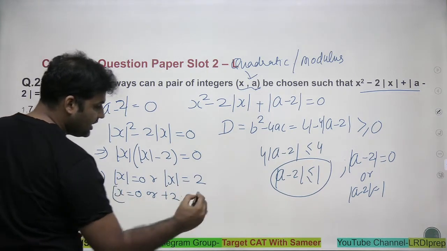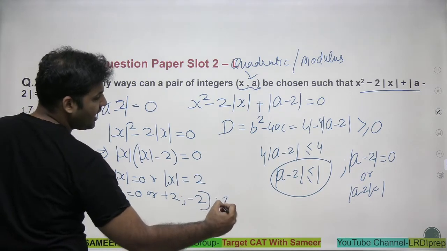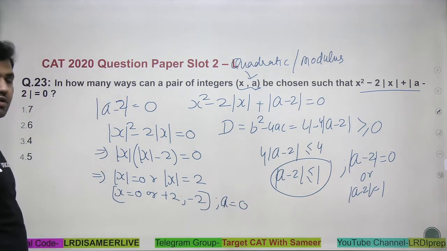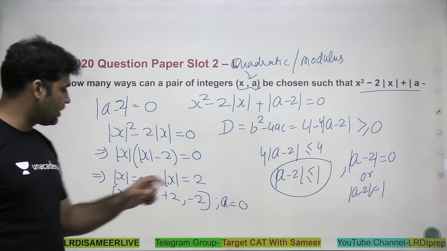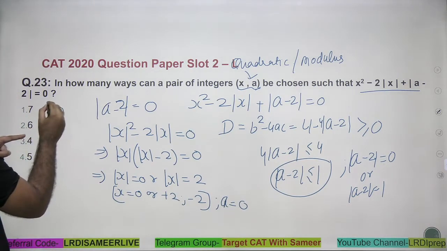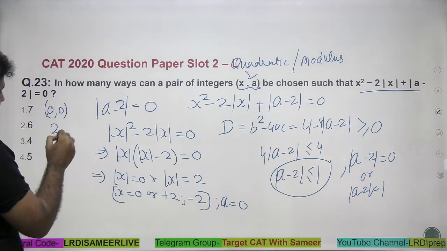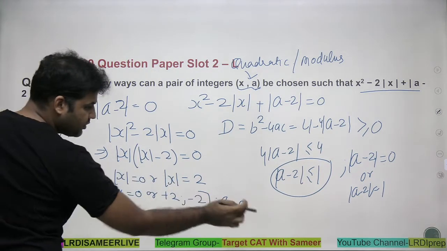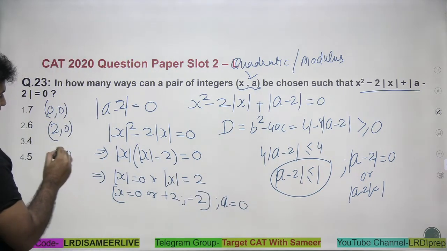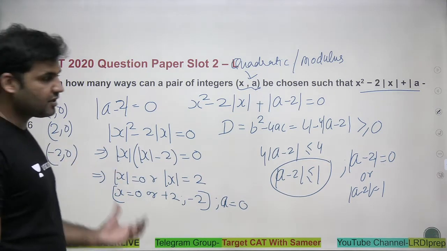Now in all these three cases, the value of a is taken as 0. So how many pairs will you be able to make? 0, 0 is one pair. 2, 0 is another pair. And minus 2, 0 is a third pair. So you'll get three such pairs here.